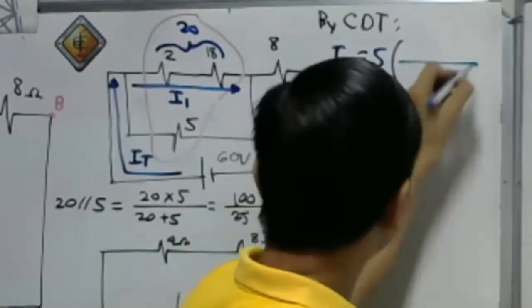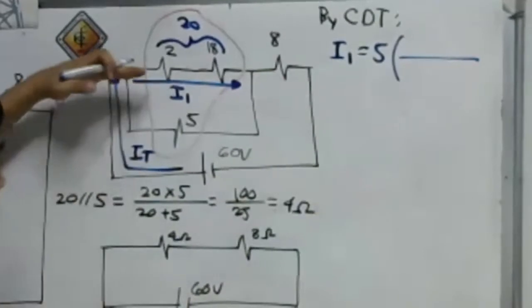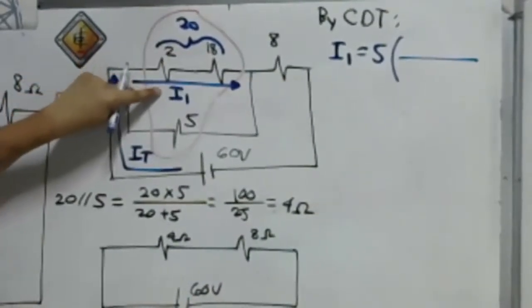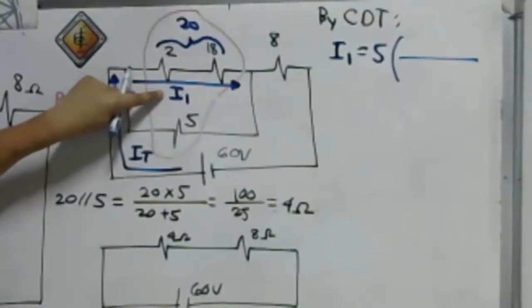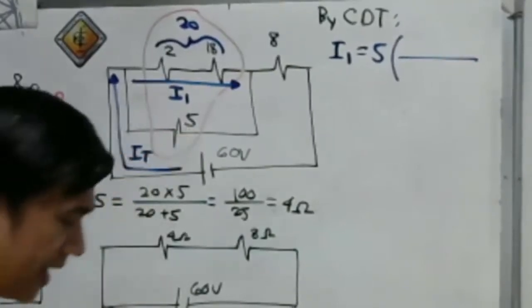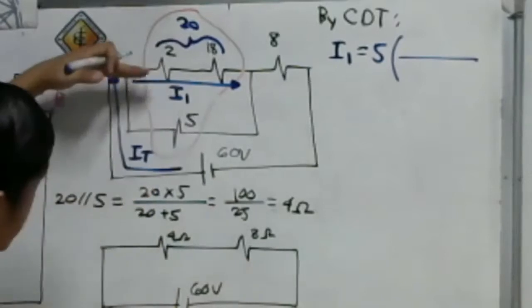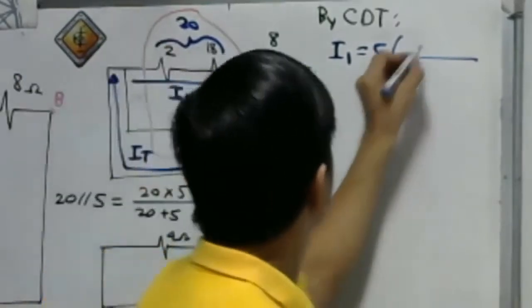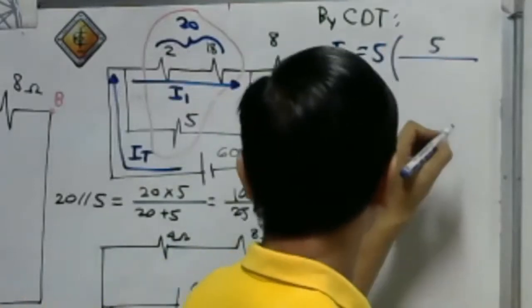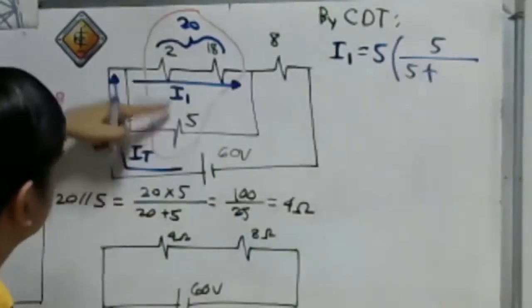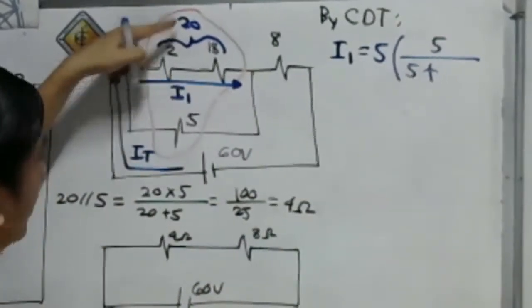And multiplied by the opposite resistance of I1. What is the opposite resistance of I1? That is the current divider theorem. Opposite resistance is 5 ohm. Yung katapat na resistance, no? Doon tayo titingin, ha? So we have here 5. The opposite resistance, we have here 5 ohms. 5, then over 5 plus, then what is the resistance of this? 20 ohms.